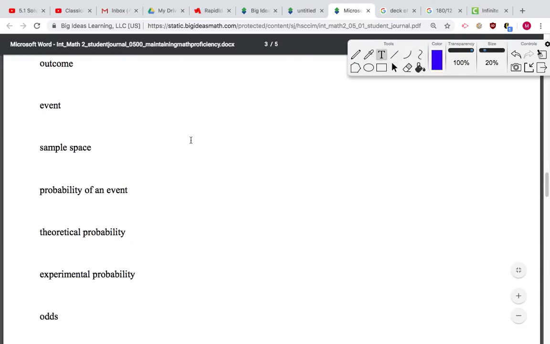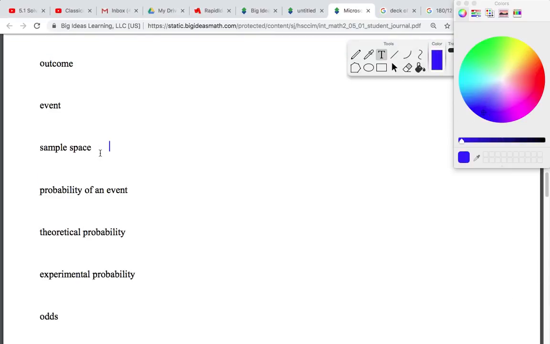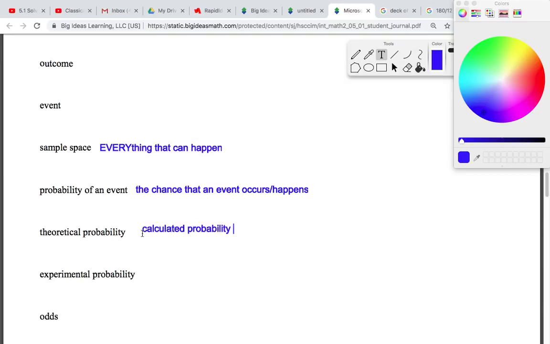Sample space, like we said before, is everything that can happen. The probability of an event is just the chance that an event occurs or happens. A theoretical probability, the way I think about it in my mind, is a calculated probability, so what you expect to happen. And an experimental probability is what actually happened.